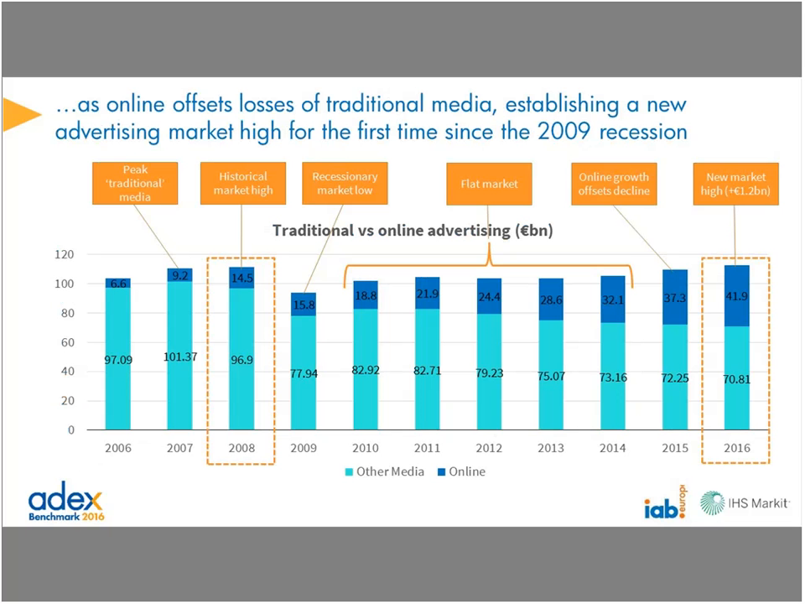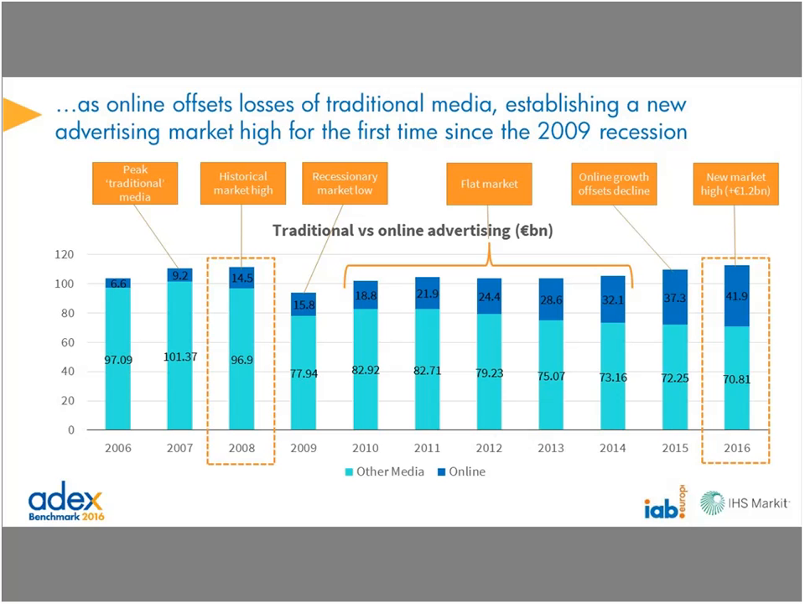To give it a bit more history of what happened in those 11 years, we can see that this growth happened as online offsets losses of traditional media, and for the first time we see a new ad market high since the 2009 recession. So you can see peak traditional media, the highest revenue that traditional media generated from advertising, was in 2007. Then we saw digital already bringing the market forward in 2008 with a historical market high, which had since not been topped due to a factor of cyclical changes, of course, the macro changes, and of course the structural changes, the migration of dollars from traditional to digital.